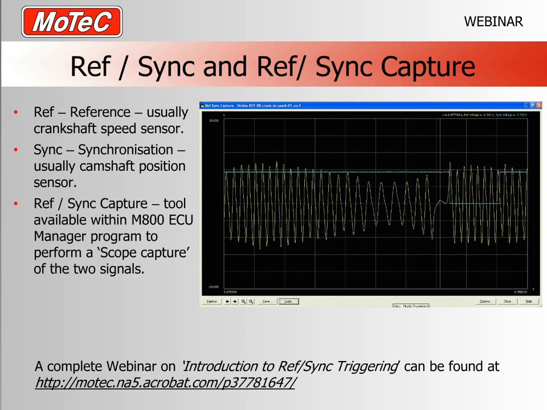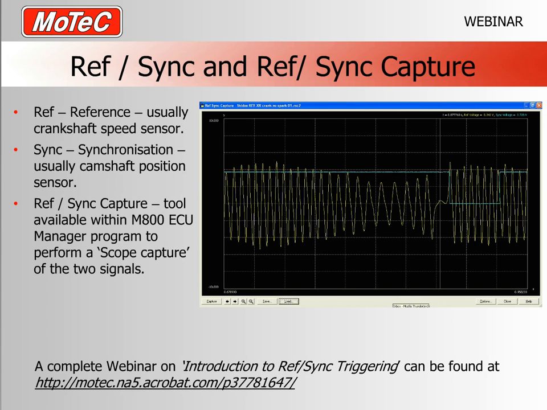So, firstly, Refsync. Now this is a term that gets used very often within a MoTeC environment, and it's an abbreviation for reference and sync. And these are the two sensors that are absolutely essential for the operation of an engine using one of our ECUs. Now there are some variants, but effectively you can assume that a reference sensor is the speed sensor that goes on the crankshaft. Now this is a sensor that will tell us how fast the engine is rotating. That's its principal use. And secondly, it's used for calculation of ignition advance. So this is an absolutely critical sensor for good operation.